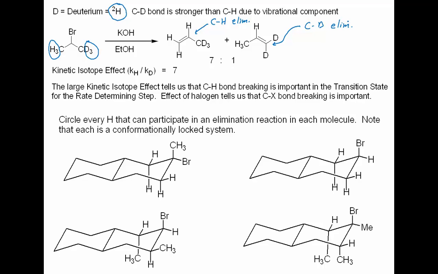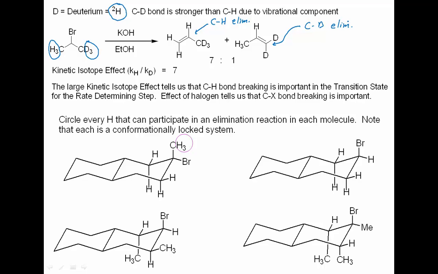Okay, your task now is to circle every hydrogen that can participate in an elimination reaction in each of these compounds here. You have to also consider hydrogens that are not part of the ring, hydrogens located in alkyl groups outside the ring. Alright, so this is a conformationally locked system. You do not need to consider ring flips. Alright, so the first one, that's the only hydrogen that can actually be eliminated.